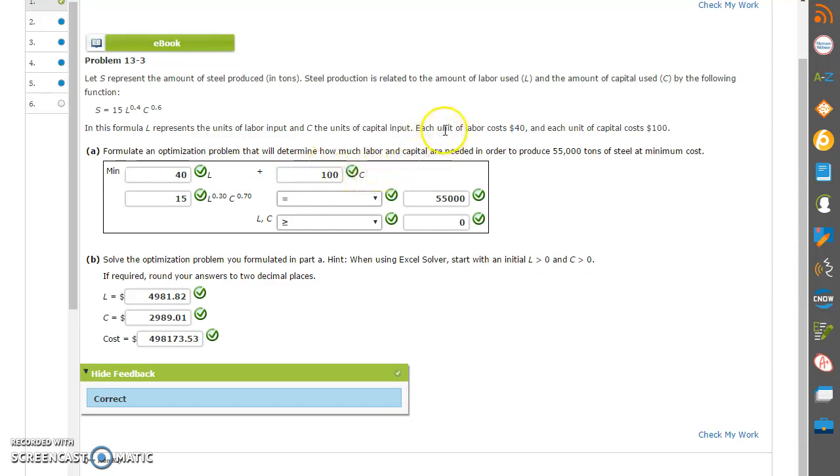So that's how you get the total cost: 40 times the number of labor units plus 100 times the number of capital units. And then the constraint required here is that the steel produced, given by this function, 15 times L to the 0.4 times C to the 0.6 power, has to equal 55,000. And both variables need to be non-negative. So let's see how I set that up in the spreadsheet.